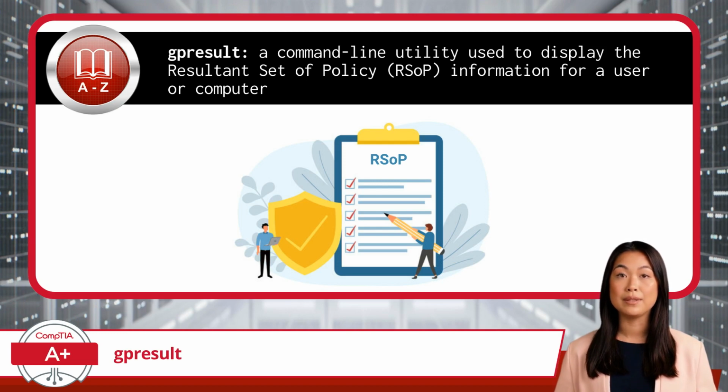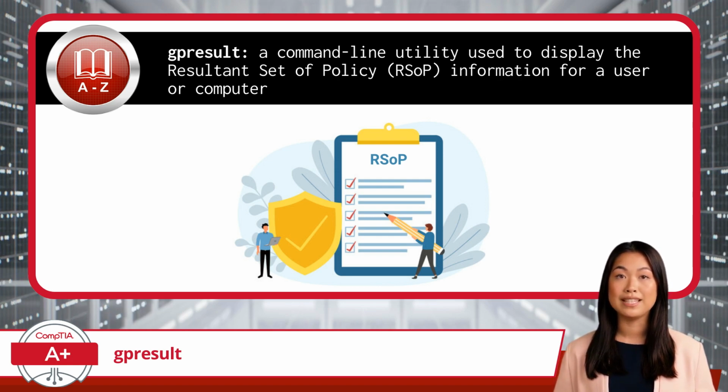The gpresult command provides a detailed report showing all the policies that are in effect for a specific user or computer. This report includes information about the policies applied, the source of the policies, and any filters that might affect policy application. Having this comprehensive overview helps administrators maintain control over their network environment and ensures that all configurations align with organizational policies.